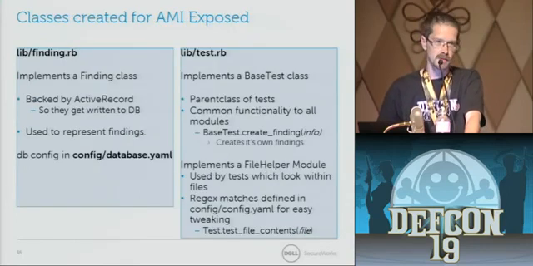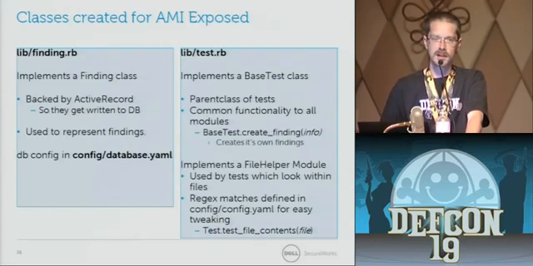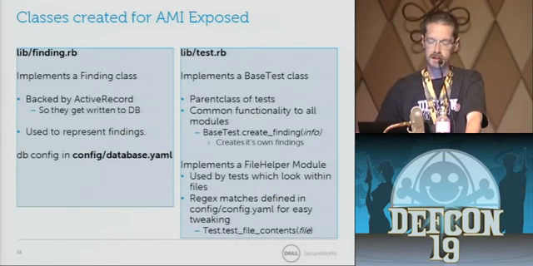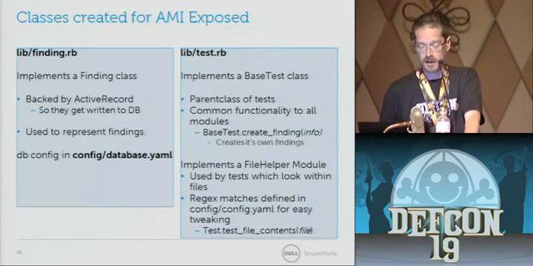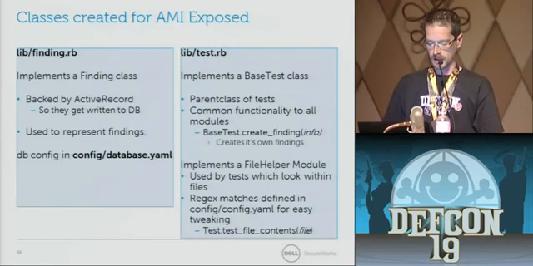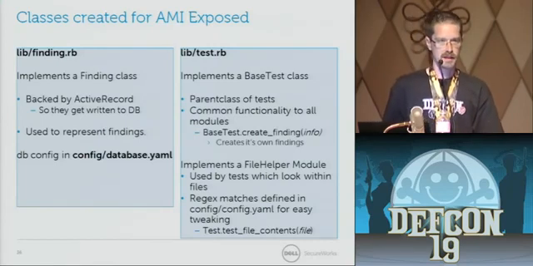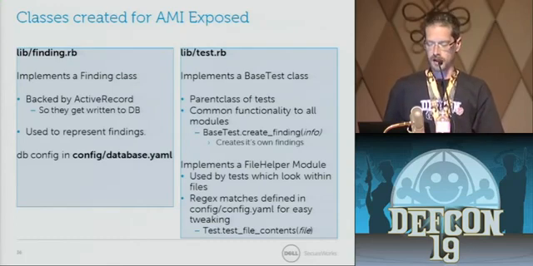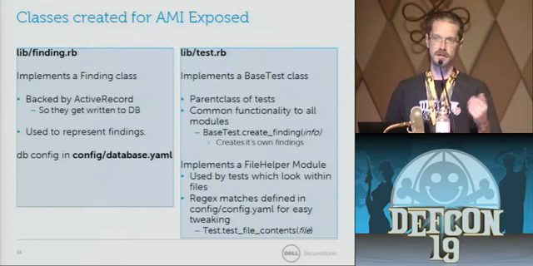Created a finding class. This is a really simple class. It's just backed by ActiveRecord. So when you instantiate a finding object, it just logs it in the database. And then there's test.rb, our base test class. So this is the parent class of all the test modules. It has some common functionality that's used across test modules, so you don't have to rewrite it in each one. And then it implements the file helper module that allows us to test within files, so we're not redefining that everywhere. Any test that needs to look within a file for contents can just call this method, and it's already taken care of.